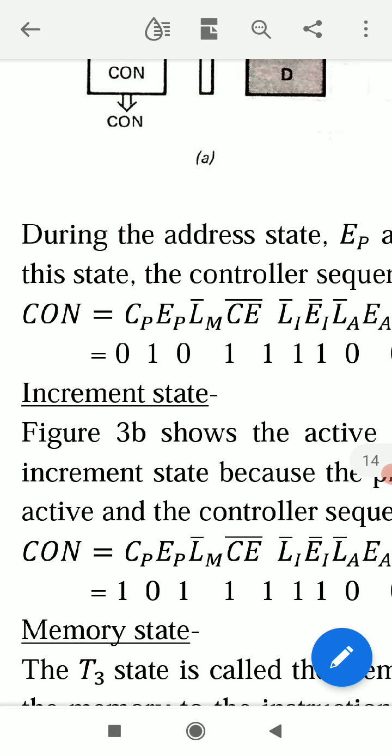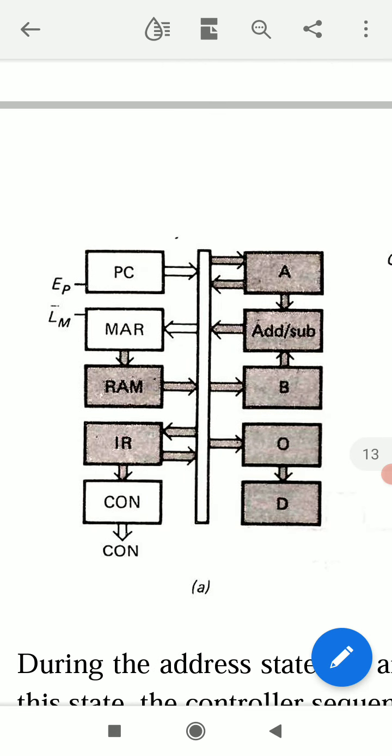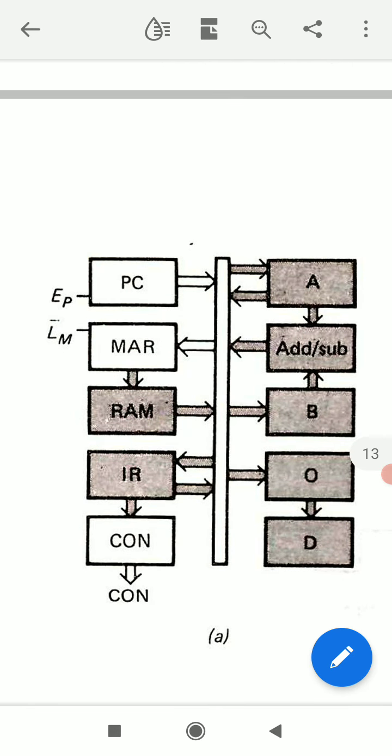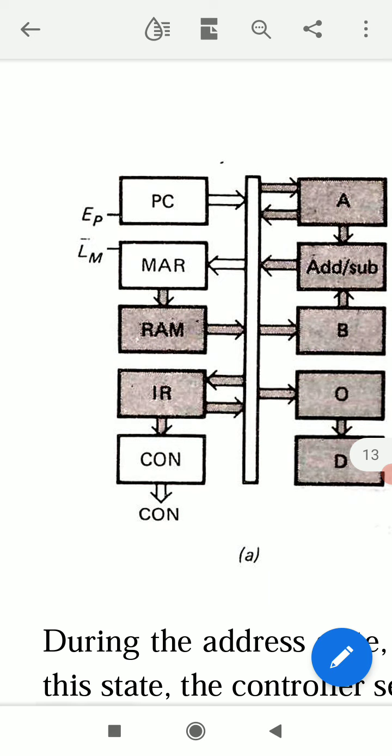Now in the first state, we have to send address from program counter to MAR. For this, we must choose EP and LM bar active. Then the address from program counter can reach to MAR. EP and LM bar are active means EP is 1 and LM bar is 0.